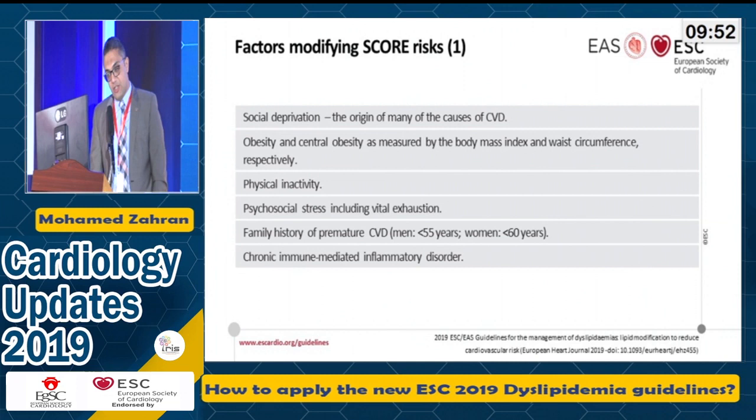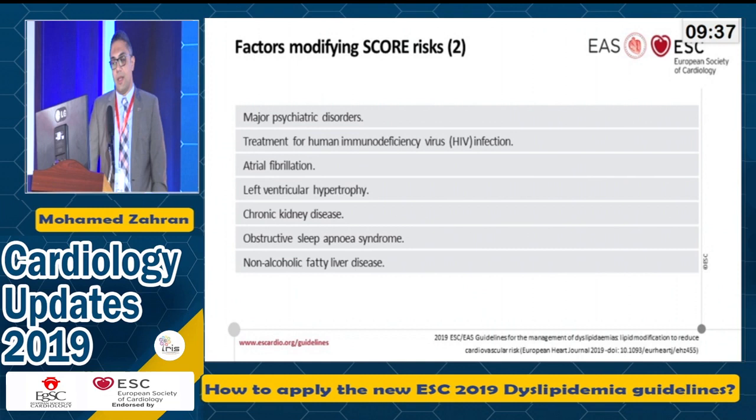Social deprivation, obesity, especially central obesity, physical inactivity, psychosocial stress, family history of premature cardiovascular disease, and chronic immune inflammatory disorders. Major psychiatric disorders, HIV treatment, AF, LVH, chronic kidney disease, obstructive sleep apnea, non-alcoholic fatty liver.